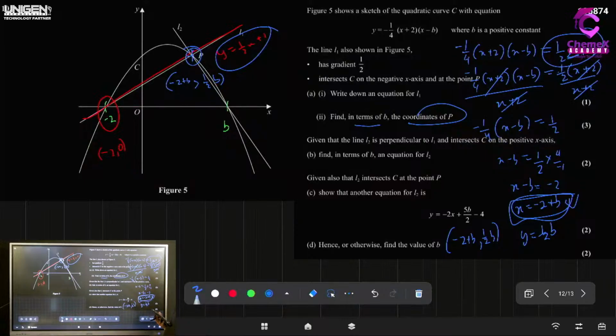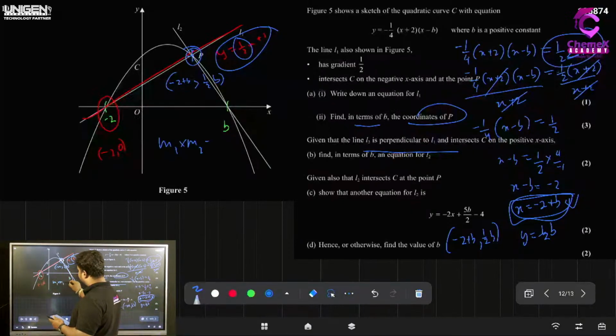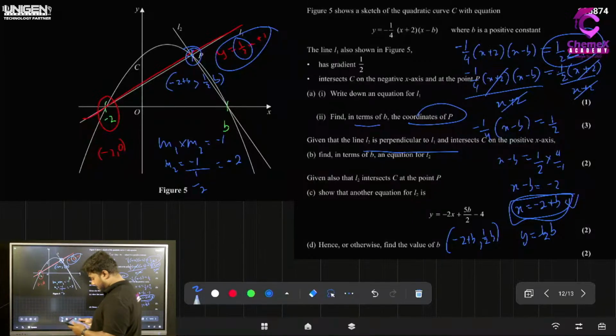Find in terms of b an equation for L2. L2 is perpendicular to L1 and intersects the x-axis. L1 has gradient 1 over 2, right? So what will L2 be? Remember, if it is perpendicular, m1 times m2 equals minus 1. So m2 equals minus 1 divided by the gradient of L1, which is 1 over 2. So it's going to be minus 2.